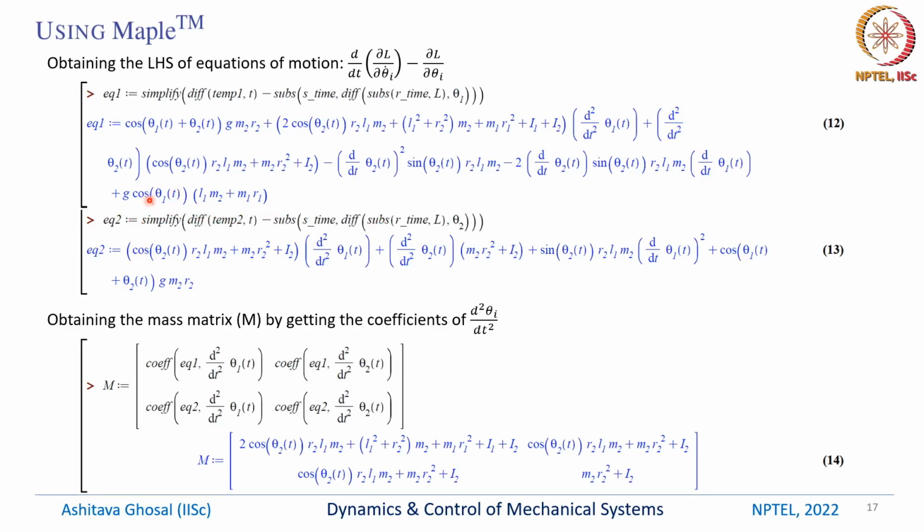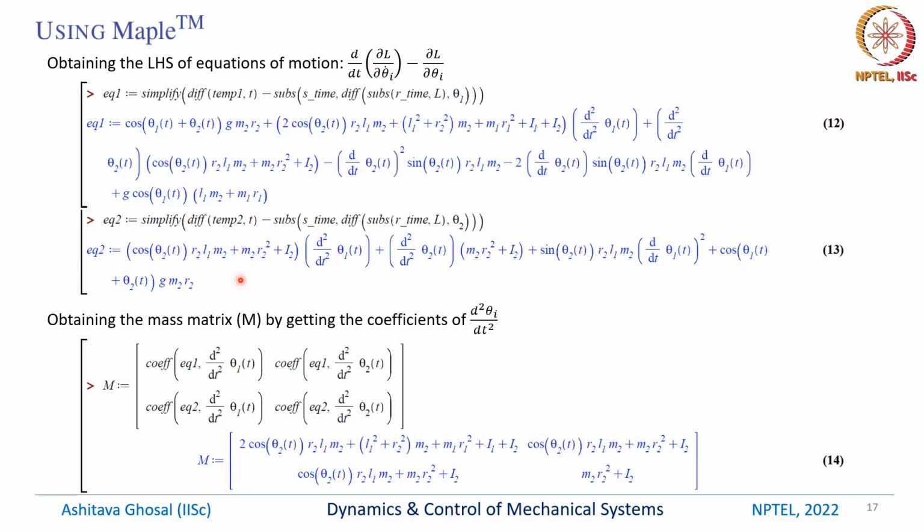So once you start using it, you will see that these are parts of the equation, but not in the most simplified form. Similarly, for equation 2, we take the partial derivative with respect to theta 2, then we take the derivative of this with respect to time, and then we again simplify.